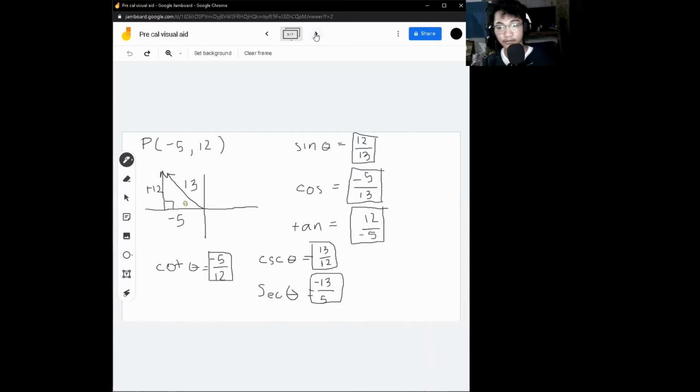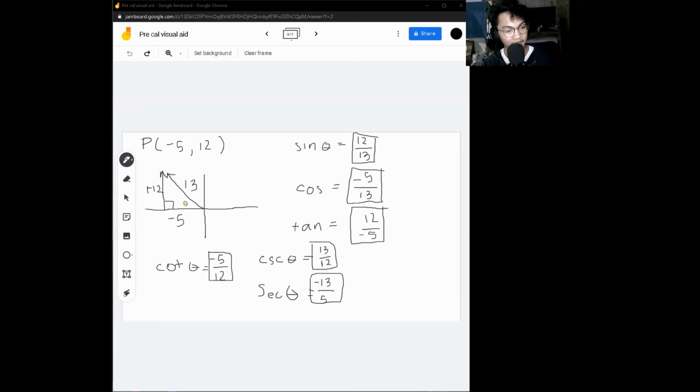Now, for the examples, let's say we're given a point P, which is negative 5, comma 12, on the terminal side of theta. We're going to find the values of the six trigonometric functions. If you're given a point, you want to plot the point and make the triangle at the same time. So x is negative 5, which means we travel 5 units to the left. Y is positive, so you travel up 12 units. Then draw the hypotenuse, which is r. We know that this is a 5, 12, 13 triangle. And here is the angle theta.